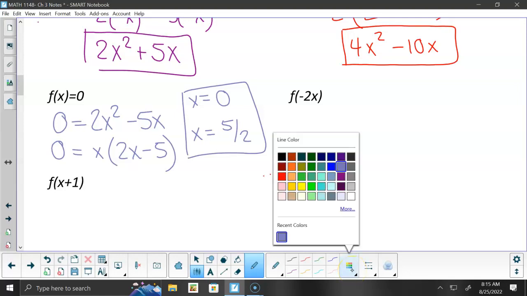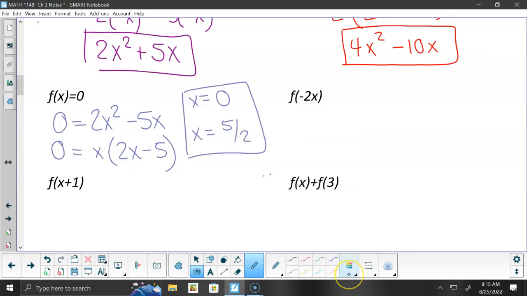The next one, that's the color I wanted to be up there. This one. All right, so for this one, 2 times negative 2x squared minus 5 times the negative 2x.